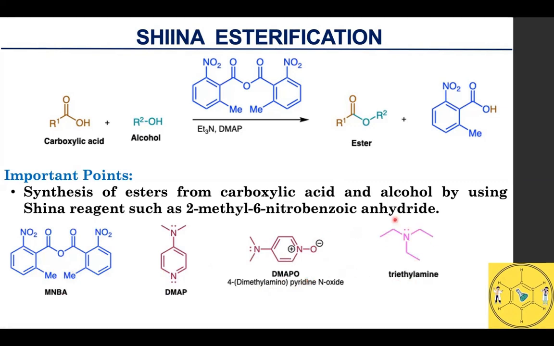Apart from this, we need one tertiary organic base. Most of the time, people use triethylamine. Even diisopropylethylamine can also be useful for this reaction. Next, we move on to the mechanism.